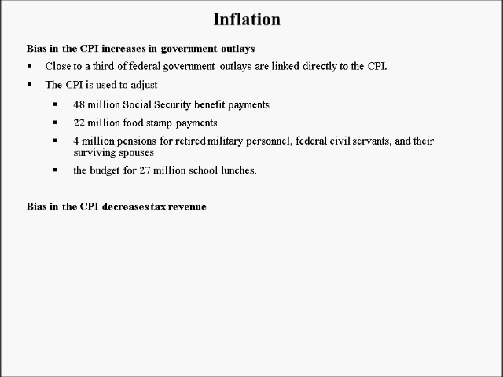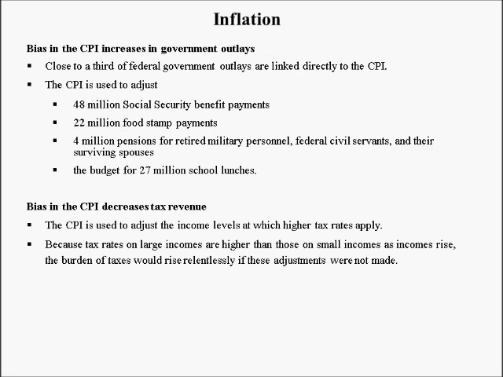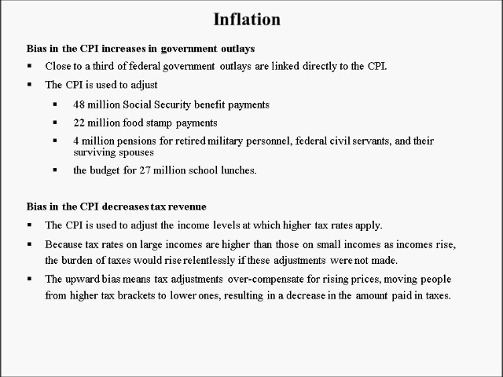Biases in the CPI decrease tax revenue too. The CPI is used to adjust the income levels at which higher tax rates apply. Because tax rates on large incomes are higher than those on small incomes as incomes rise, the burden of taxes would rise relentlessly if these adjustments were not made. The upward bias means tax adjustments overcompensate for rising prices, moving people from higher tax brackets to lower brackets, resulting in a decrease in the amount of taxes paid.